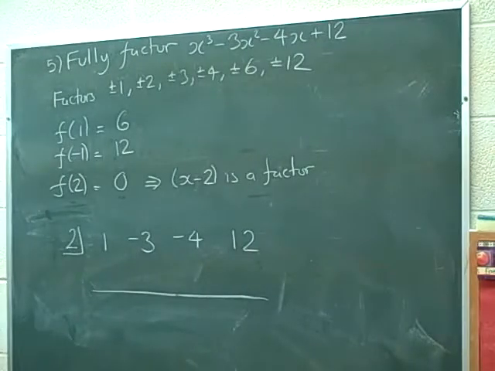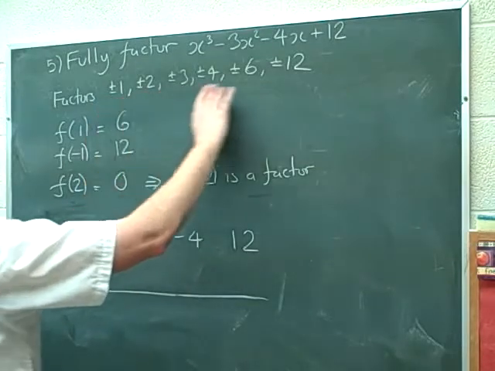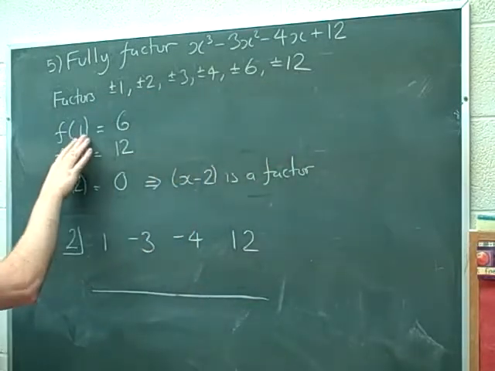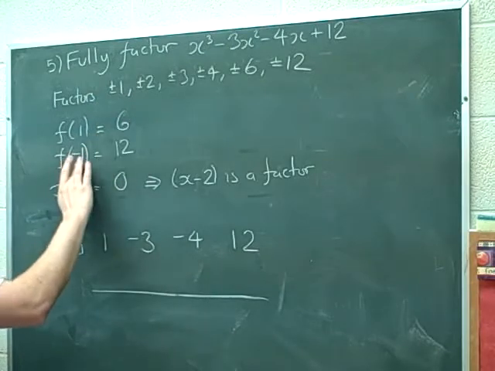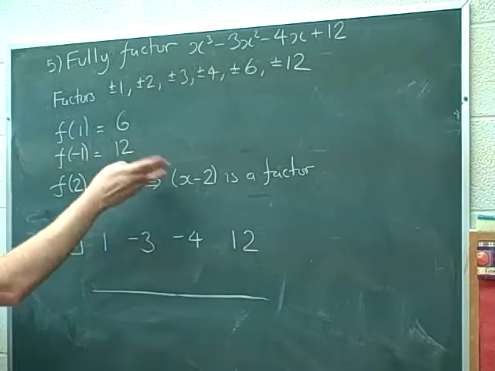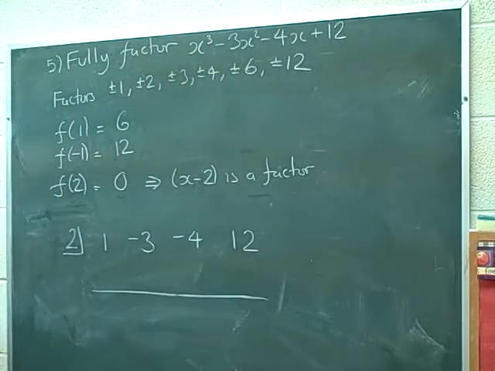For this question, I've set a lot up already. First of all, check you agree with these factors. If you plug 1 into this formula, you get 6. If you plug negative 1 in here, you get 12. And if you try 2, you should finally find that does give you a 0.